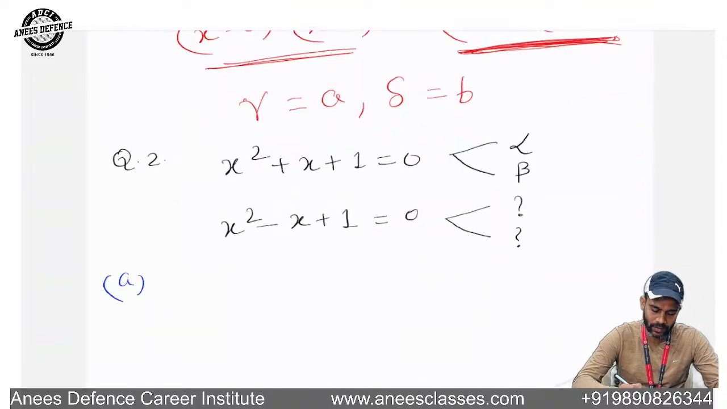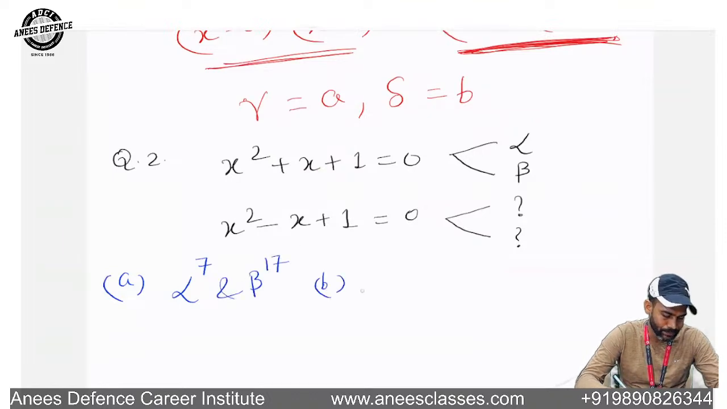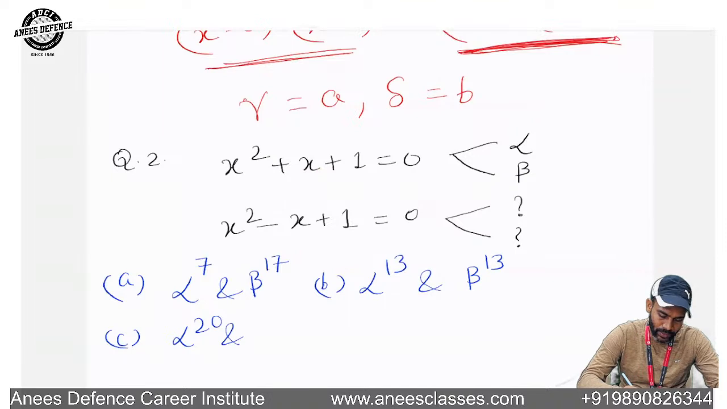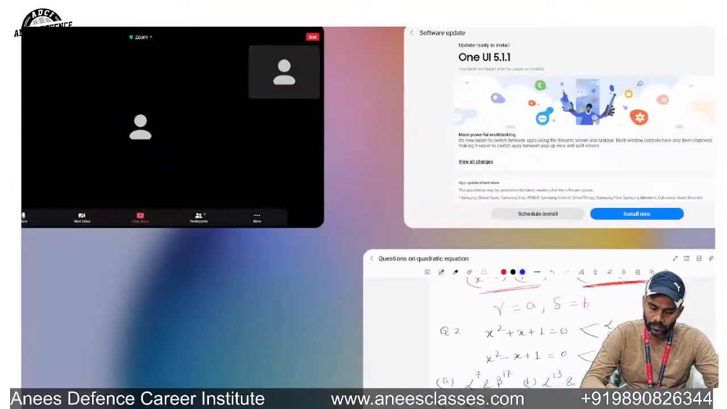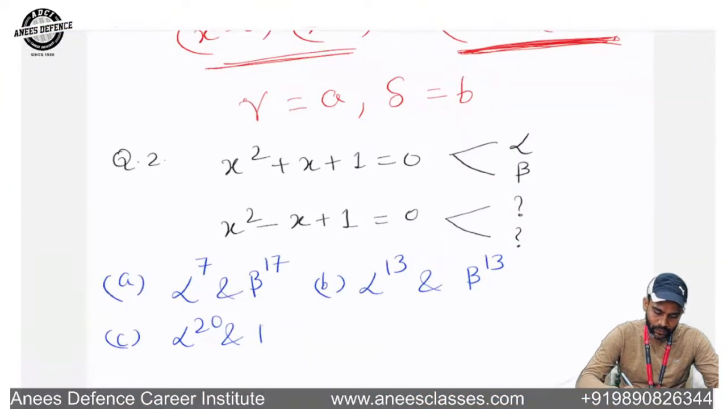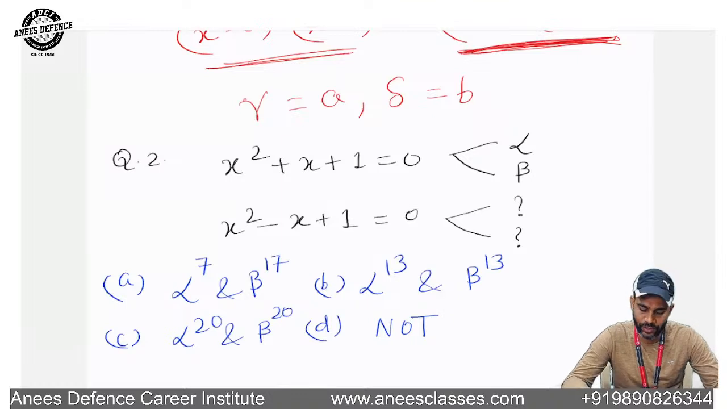And let me give the options. Very easy. Options are: A, alpha raised to 7 and beta raised to 13. B option is alpha raised to 13 and beta raised to 13. C option is alpha raised to 20 and beta raised to 20. And then D option is none of these. I hope you understood the question.